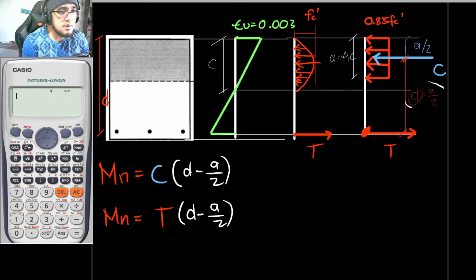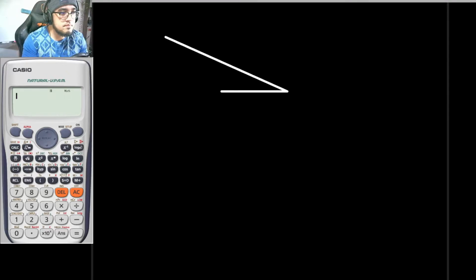But what is the value for your C? The value for your C is the resultant of the pressure. So this is the pressure and the area, so basically that is the volume. Because if we draw our beam in 3 dimensions, so let's say that we will draw it here. So let's say that this is the beam. This is just for example.